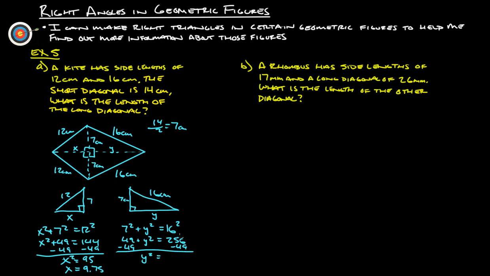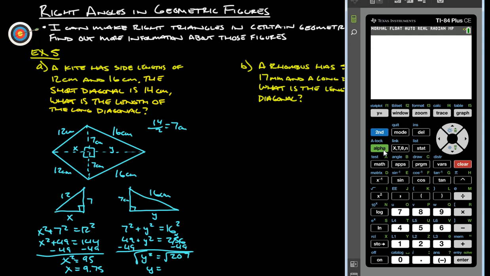is going to be, let's see, let's borrow one, 207. So square root both sides, and we get that y is the square root of 207. The square root of 207 gives us 14.387. The previous one was rounded to the nearest hundredth, so let's round this one to the nearest hundredth. The 7 tells the 8 to get bigger, so 14.39.